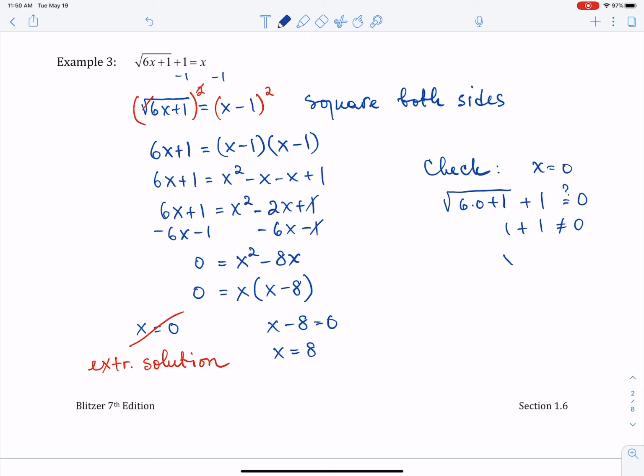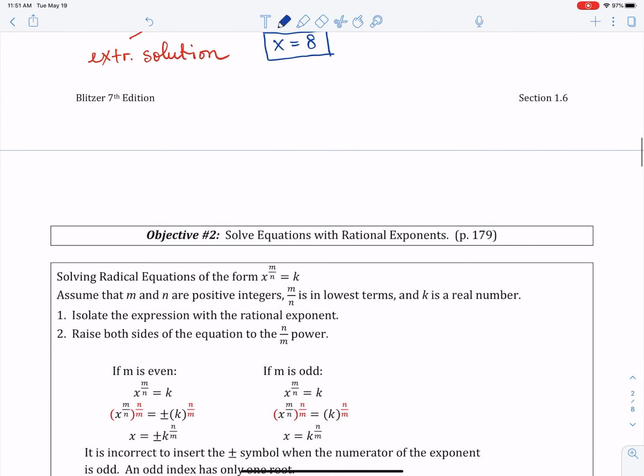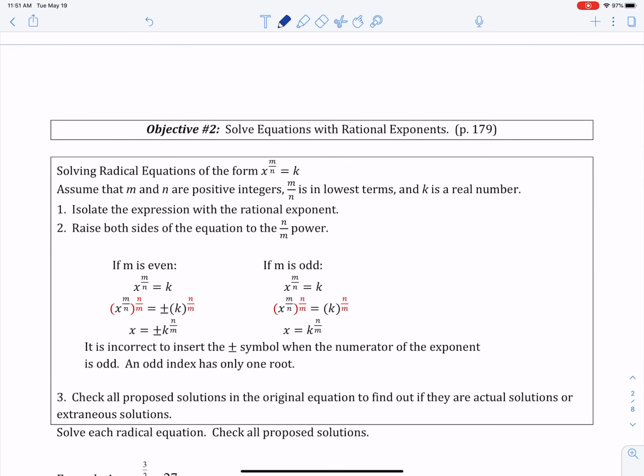And then x is equal to 8. For x is equal to 8, that's square root of 6 times 8 plus 1 plus 1, is it equal to 8? 6 times 8 is 48, plus 1 is 49, so square root of 49 is 7. 7 plus 1 is equal to 8, so we end up having one solution, x is equal to 8. With the second objective, I'm going to continue with the next video.